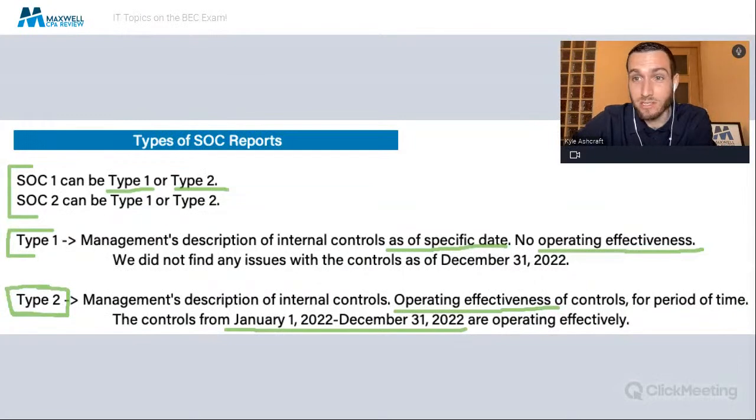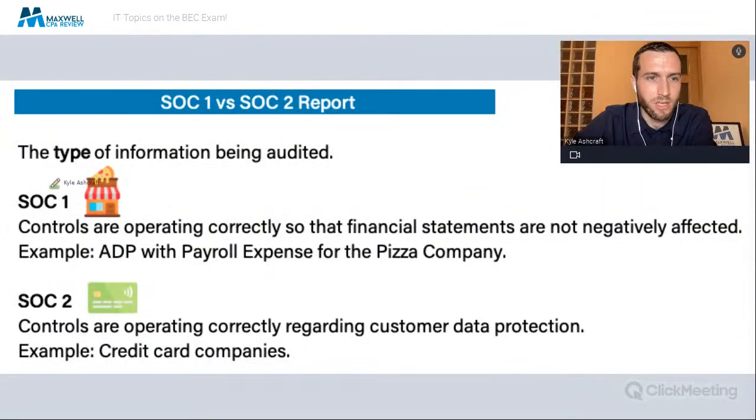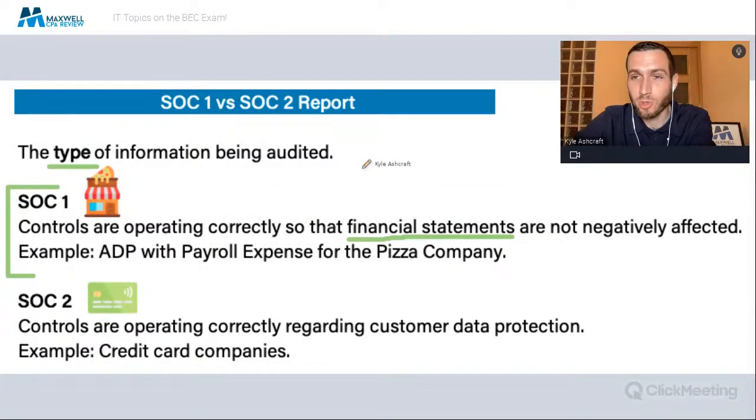And now let's look at the SOC 1 report versus the SOC 2 report. As I said, it's all about the type of information that is being audited. A SOC 1 report is going to refer to financial statement information. So if you're talking about controls that are affecting the financial statements, then you're talking about a SOC 1 report. So almost all the time we're talking about a SOC 1 report.